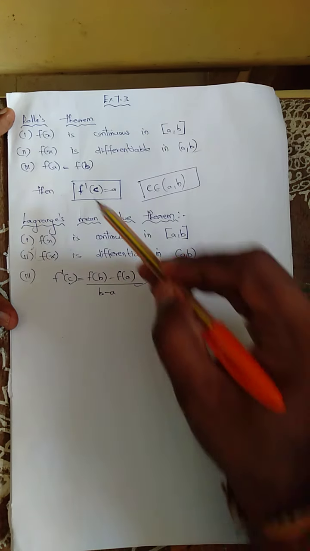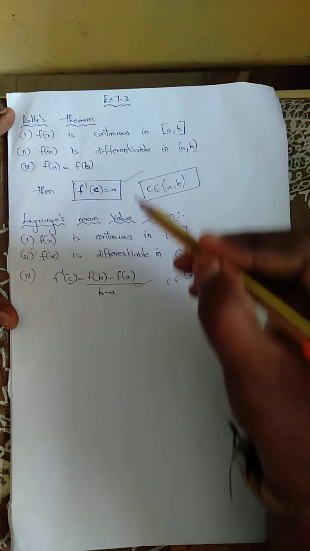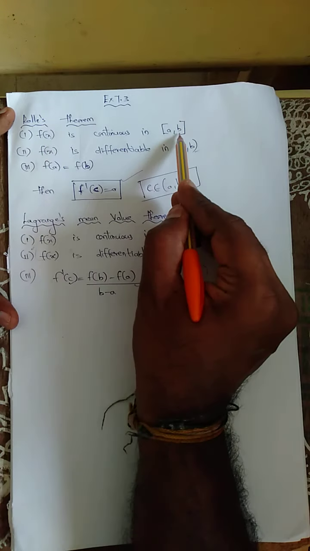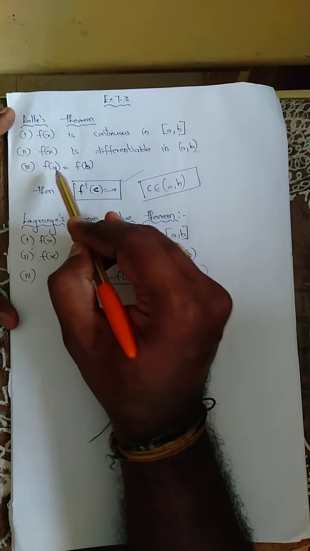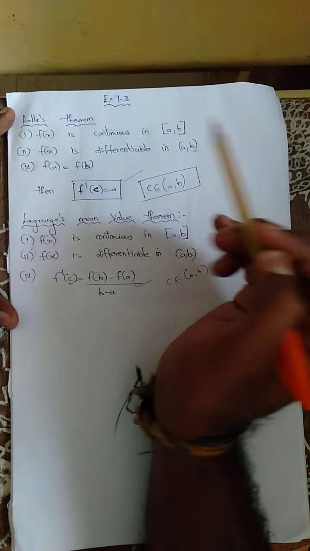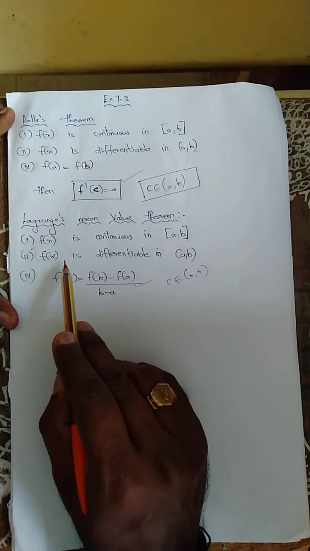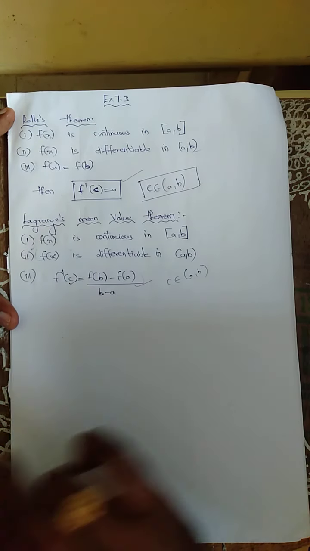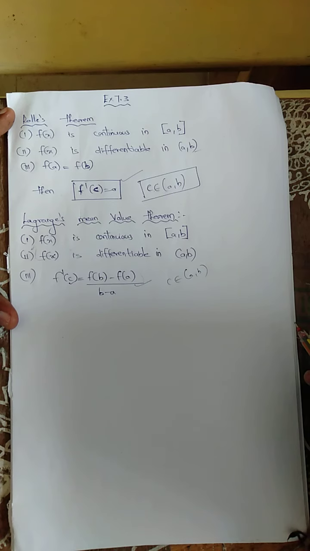If you move on to Rolle's theorem, f'(c) equals 0. f(x) continuous on [a, b], f(x) differentiable on (a, b), f(a) is equal to f(b). In Lagrange's theorem, f(x) continuous, f(x) differentiable, then f'(c) equals (f(b) minus f(a)) divided by (b minus a). So we can move on to the sums.